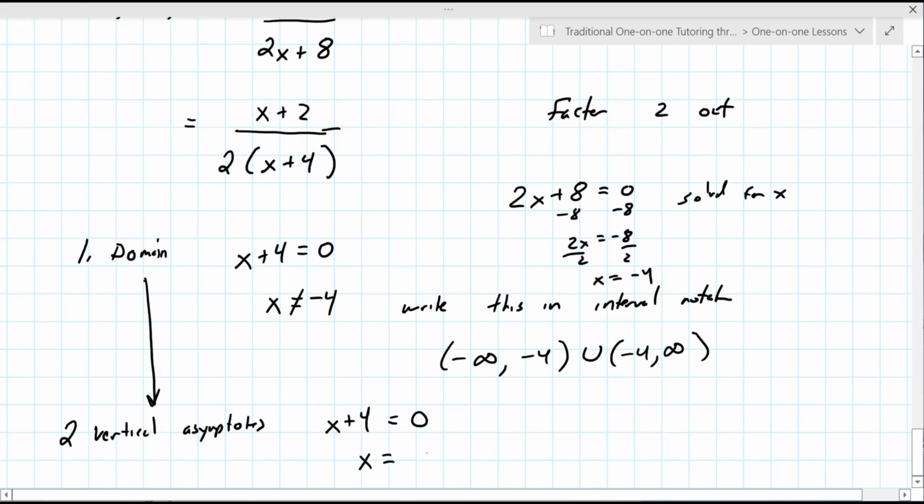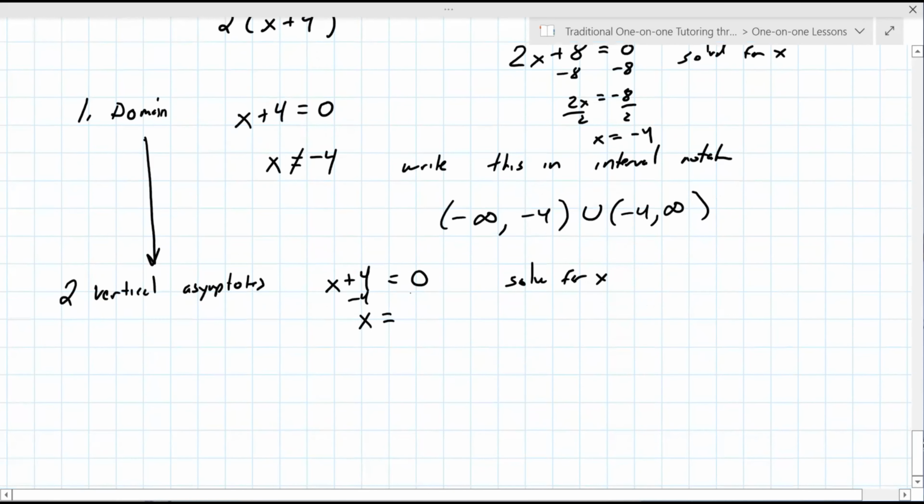So x equals, what is the vertical asymptote? You're solving for x. How do you undo addition by 4? Subtract by 4. You're going to subtract 4 from both sides. That gives you x equals -4. Okay, so we can immediately draw that on here. There's x equals -4.